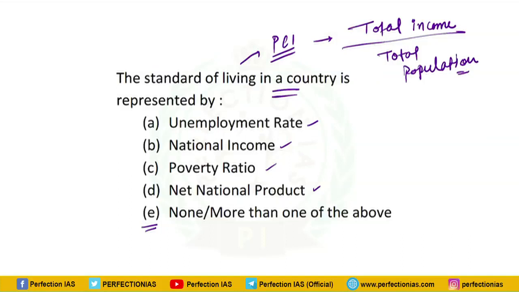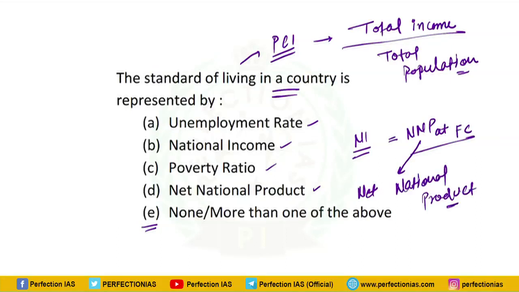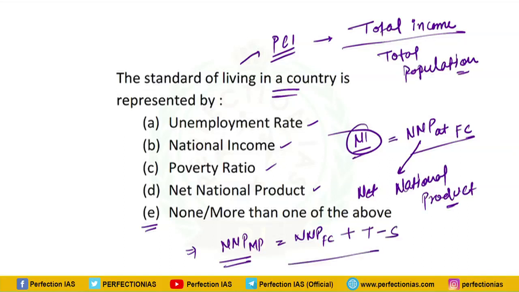Now if we talk about national income, that is NI, it will be NNP at factor cost. What is NNP? It is net national product. So NNP at factor cost is going to be our national income. Now if we have NNP at market price, then NNP at factor cost plus taxes minus subsidies is going to be our NNP at market price.